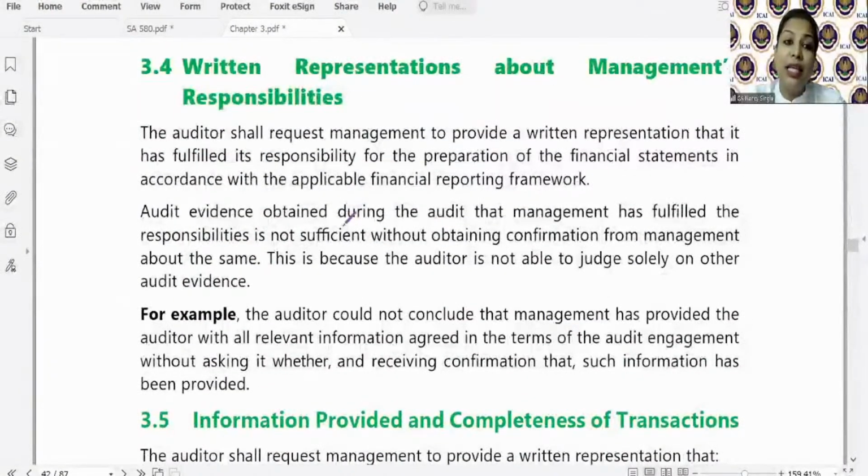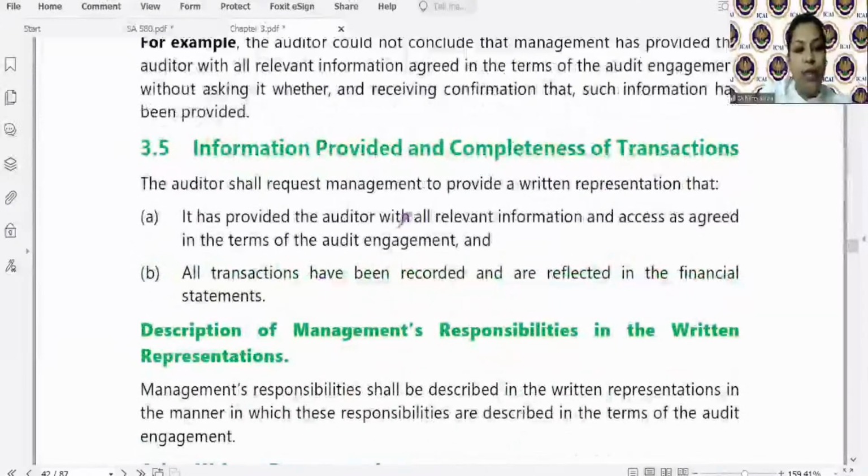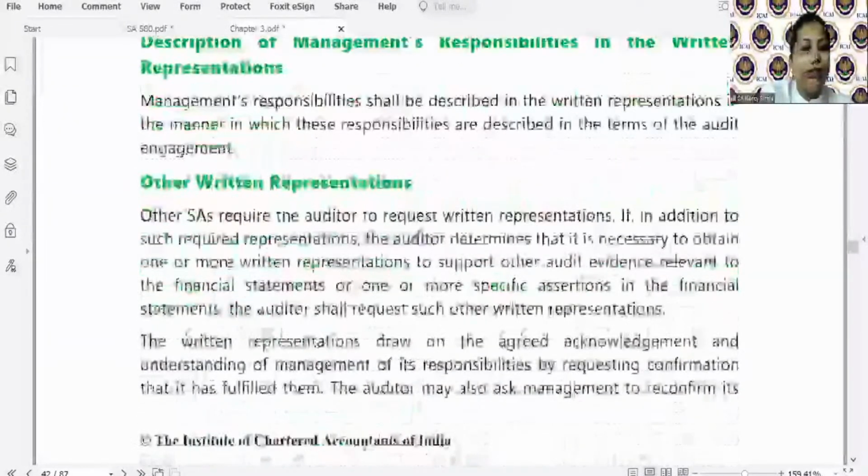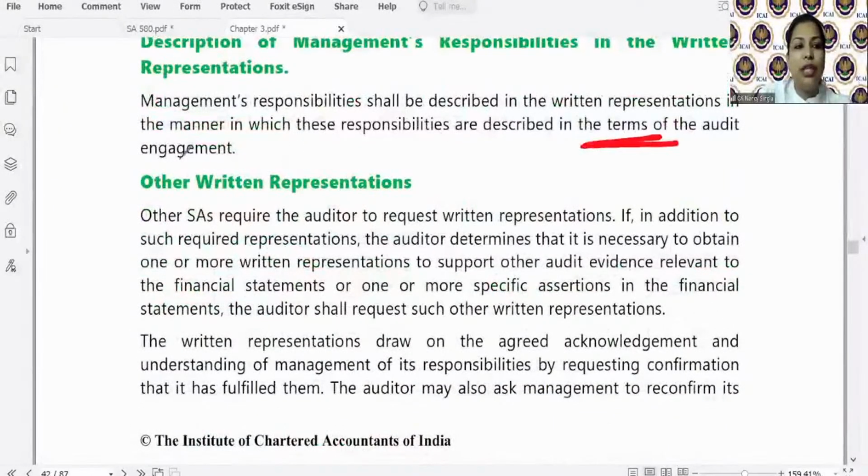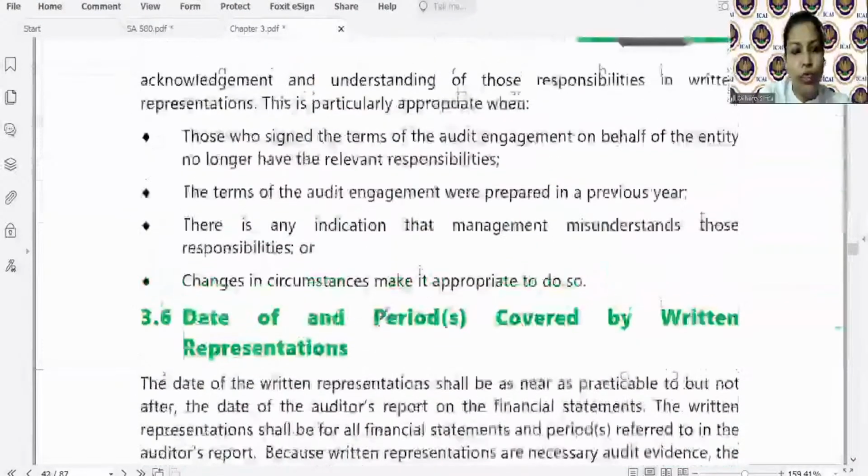If management is saying na that I have provided with you all the information, additional information, फिर भी वो check तो करना ही है ना auditor को, because auditor is giving an opinion ना. तो ये हमने पढ़ लिया है, completeness, that all information मिल गया है. Same way, the weight is mentioned in terms of engagement. If asked, then also you can obtain. Otherwise, also you can obtain written representation.